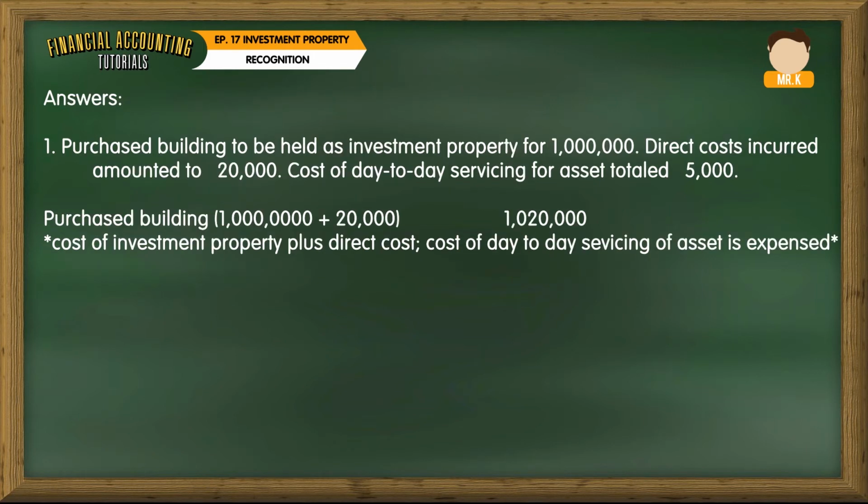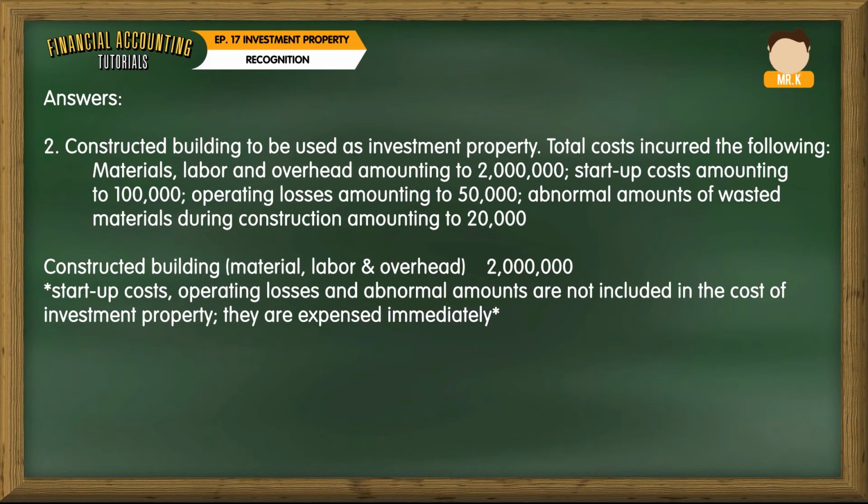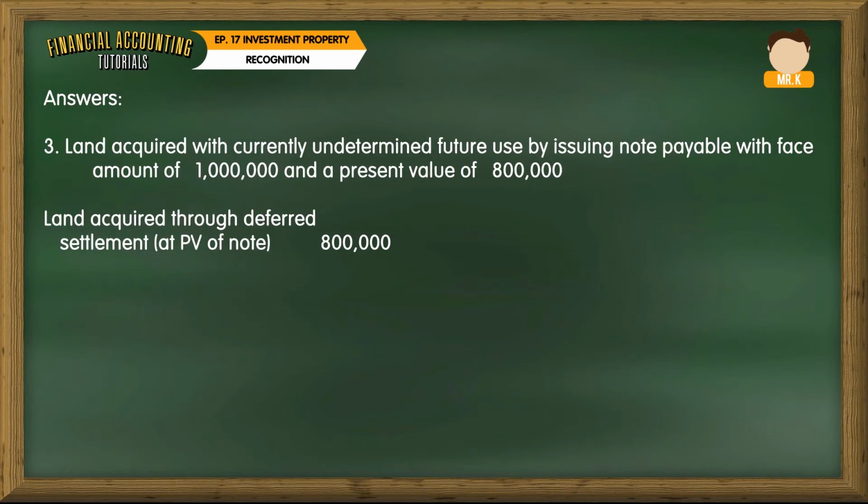Purchase building: 1 million plus 20,000 equals 1,020,000. Cost of investment property plus direct cost. Cost of day-to-day servicing of asset is expensed. Constructed building, material, labor, and overhead: 2 million. Startup costs, operating losses, and abnormal amounts are not included in the cost of investment property. They are expensed immediately. Land acquired through deferred settlement at PV of note: 800,000.